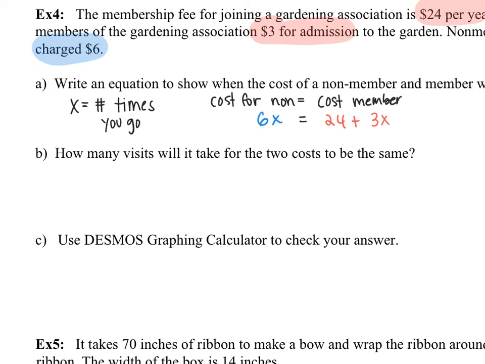So for a non-member, that was $6 for each admission. So that would be 6x, because if you go one time, it would be $6, but if you went, say, 3 times, that would be $18. Whereas for a member, you have to pay the membership fee of $24, and then you're adding to your cost $3 each time. And so x is going to be the number of times that we go.